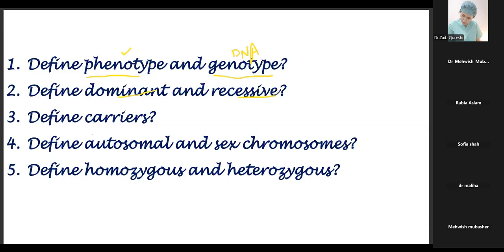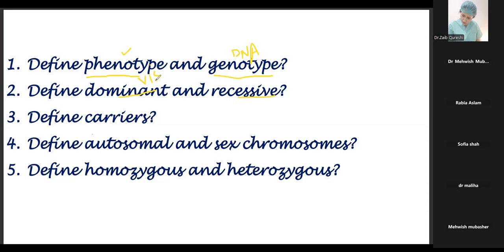Great answer. Dominant is showing the trait or the disease. Recessive is not apparent but has the trait. Dominant is one allele. Recessive is two alleles. So if we define these two words in very simple words, we will say dominant is the strong one, the visible one.